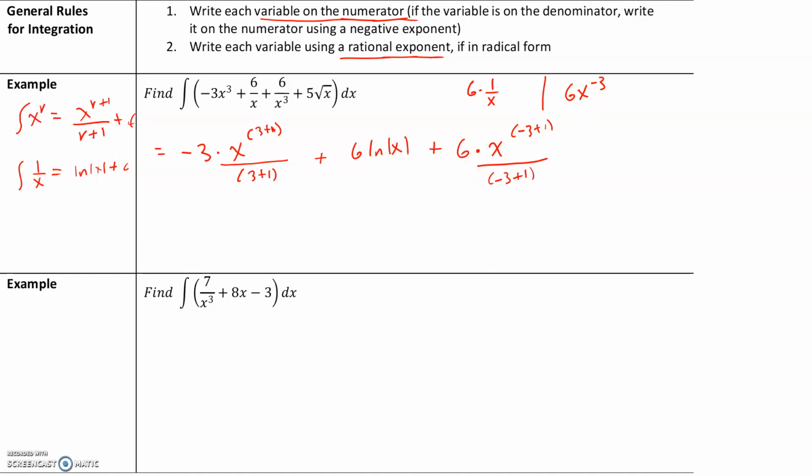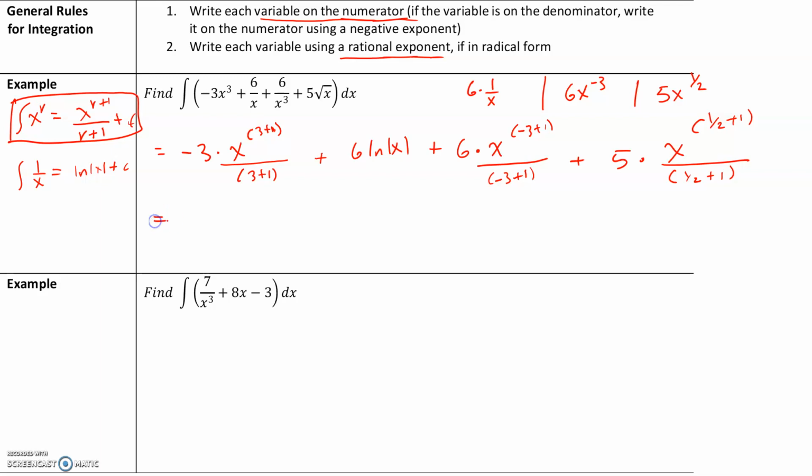Okay. Then finally, we have 5 radical x. So we're going to write that using a rational exponent. Write each variable using a rational exponent. So we're going to have plus 5x to the 1/2. Now let's again follow the rule. We got 5 times x to the 1/2 plus 1 divided by 1/2 plus 1. So this rule here, we're going to be using it for the most part in this section.